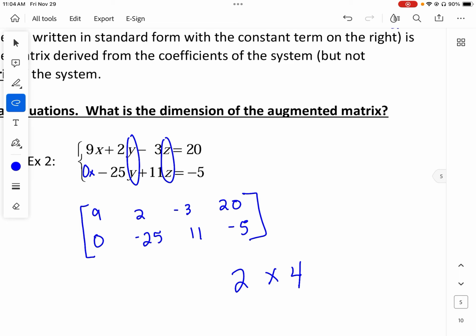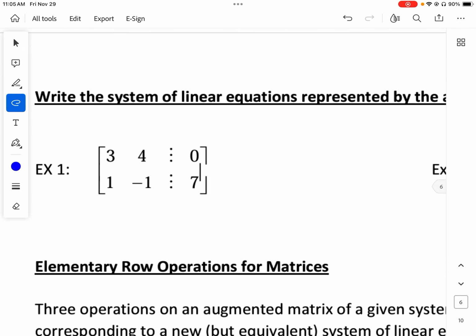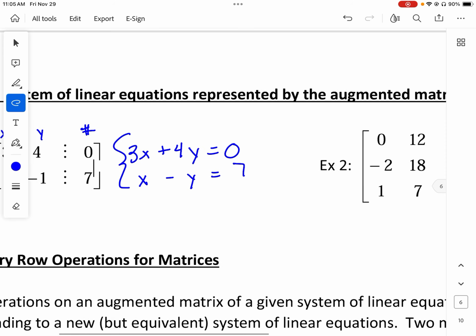Okay, so we are going to do some operations on systems, but we need to know how to go from a matrix to a system. We're going to say this is x, this is y, and these are our constants. So this is 3x plus 4y equals 0. And this would be 1x, or just x, minus 1y, so minus y equals 7. This is my system of equations that matches the augmented matrix.